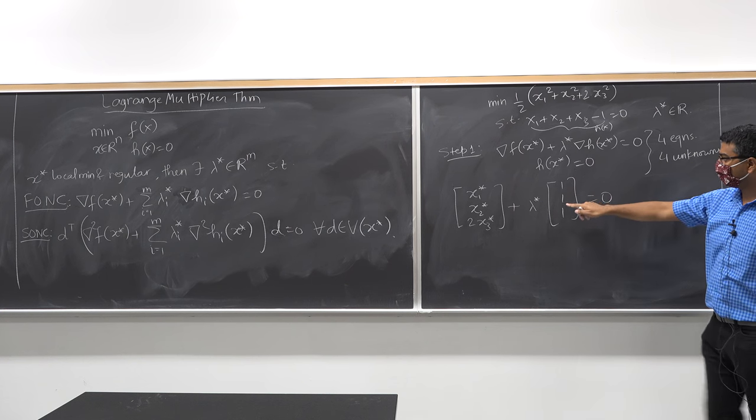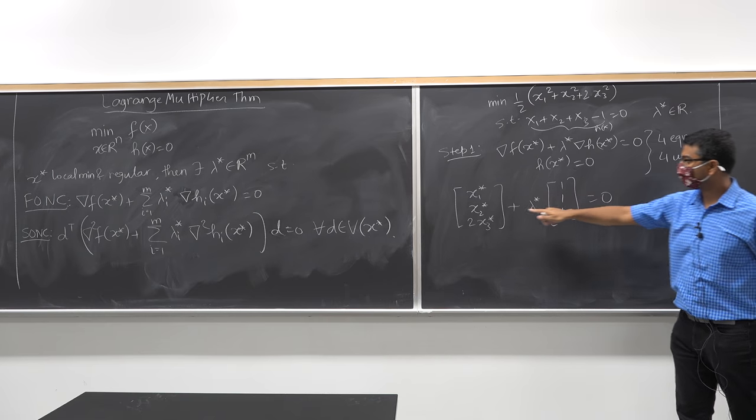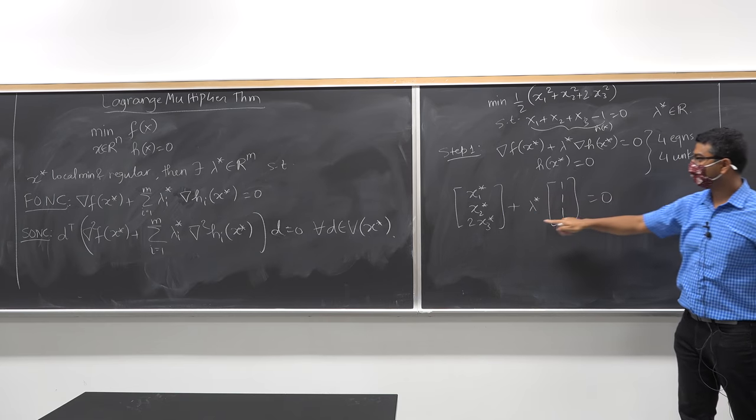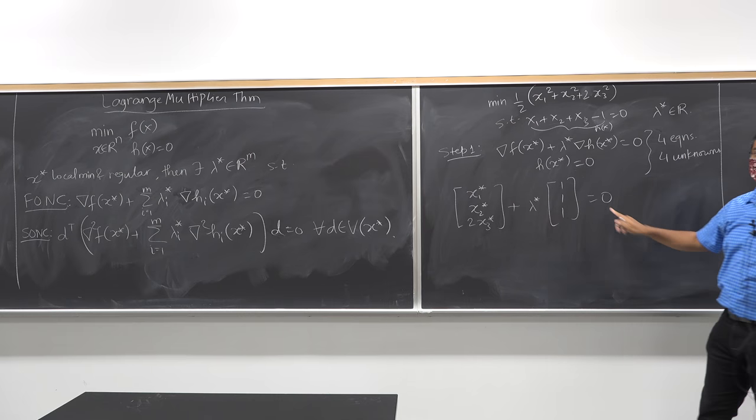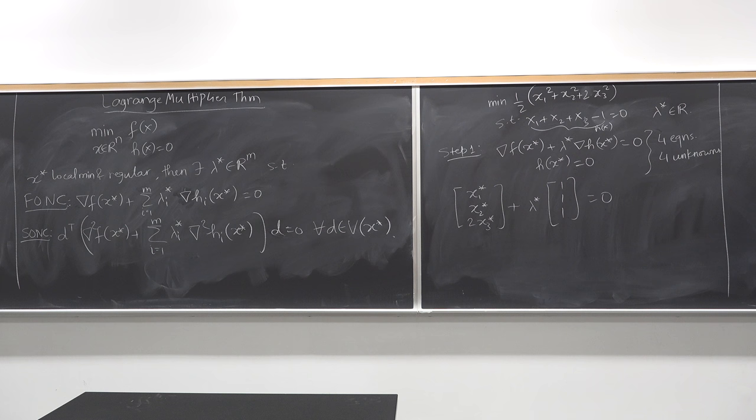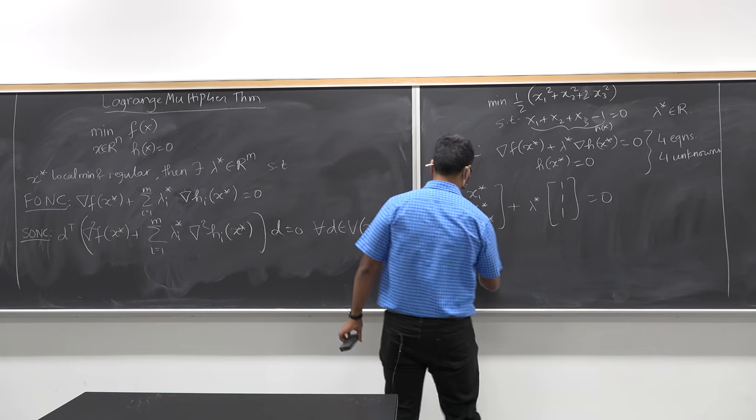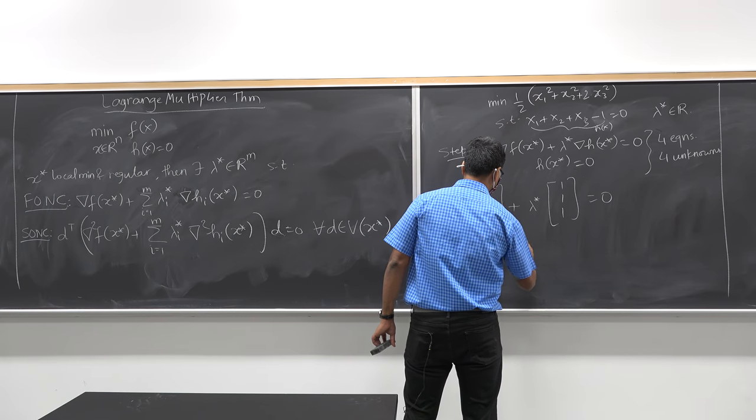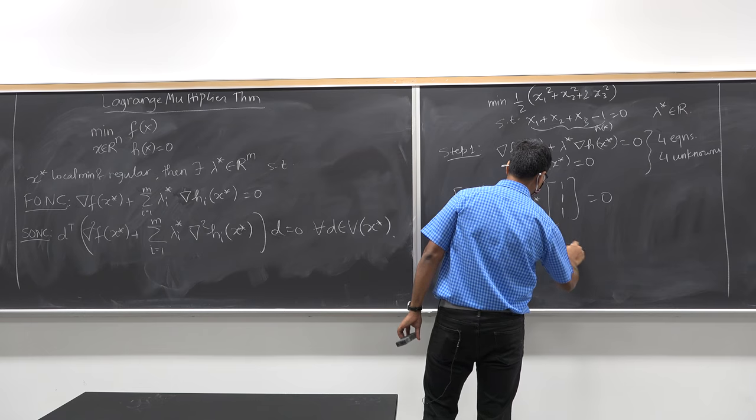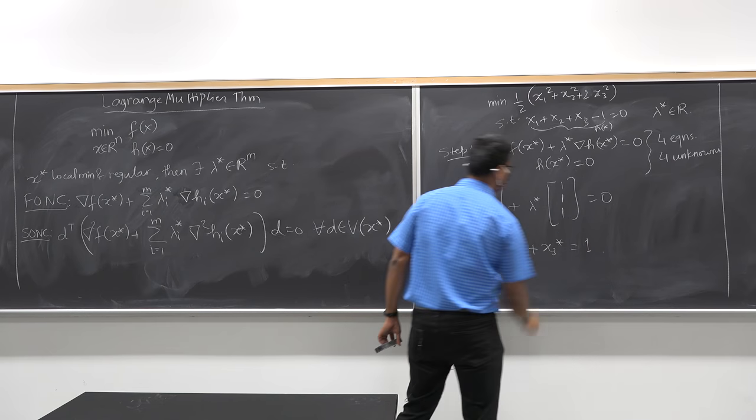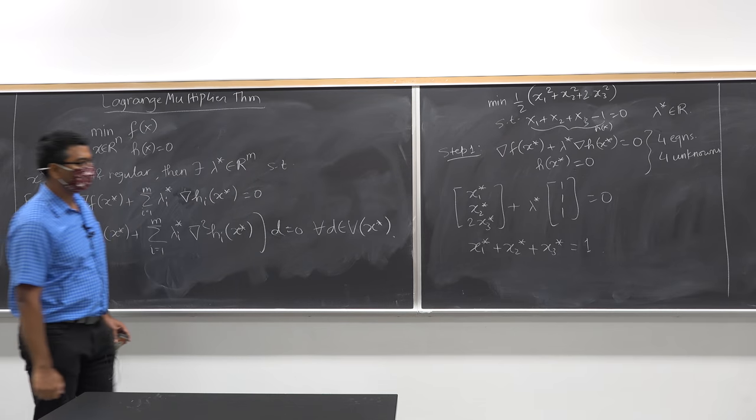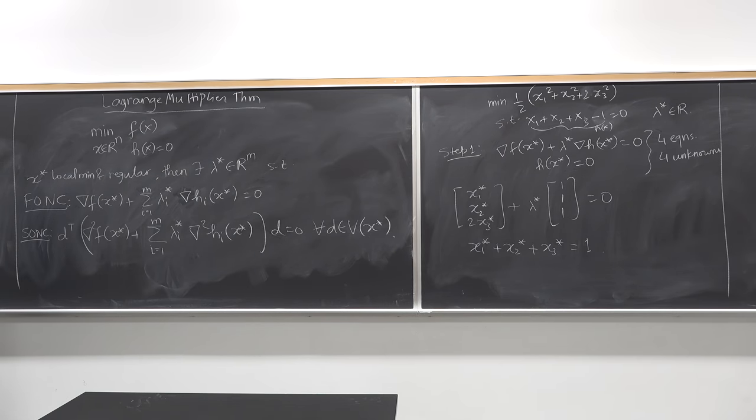So I get three equations here: x1 star plus lambda star equal to 0, x2 star plus lambda star equal to 0, and 2x3 star plus lambda star equal to 0. So I have three equations from here. And the fourth equation will come from h of x star equal to 0. So I have x1 star plus x2 star plus x3 star equals 1. So that's my fourth equation. It's a linear set of equations, and there are four unknowns. Can we solve it? We can solve it, right?